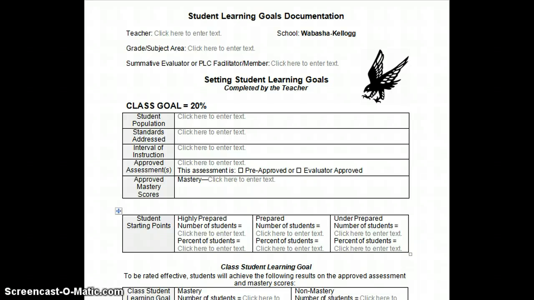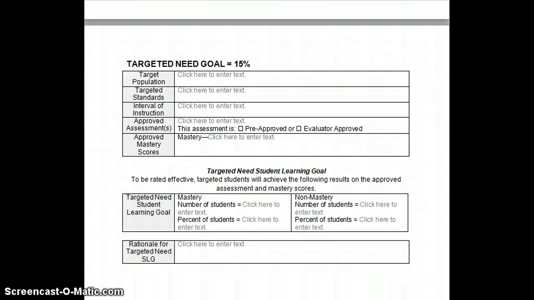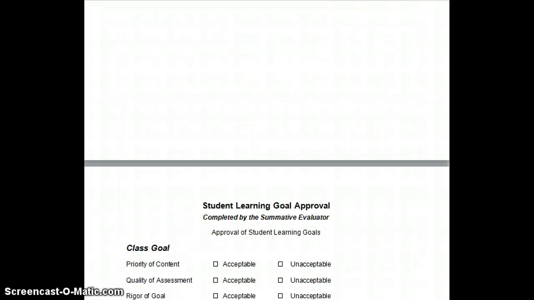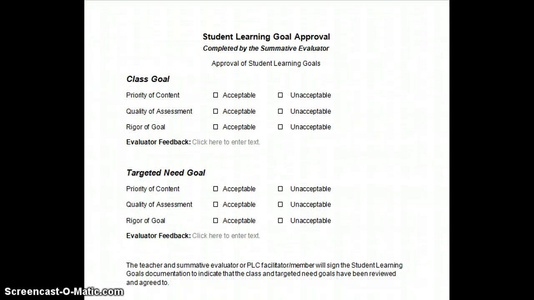If you watched the first video, it spent about 9 minutes going through the first 2 pages of this document. The first going through how to create your class goal, and then obviously writing that up, and then creating your targeted needs goal and writing that piece up as well. In this video, I'd like to spend just a little bit of time going through the last few pages of this document. And the third page here is called the Student Learning Goal Approval Form.